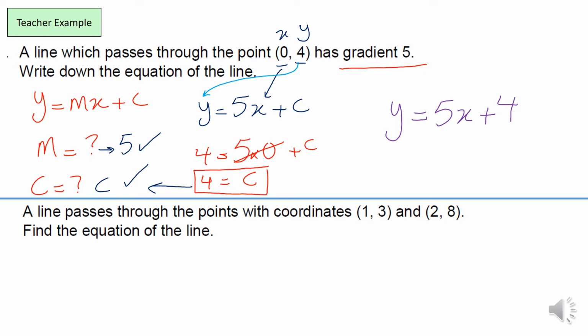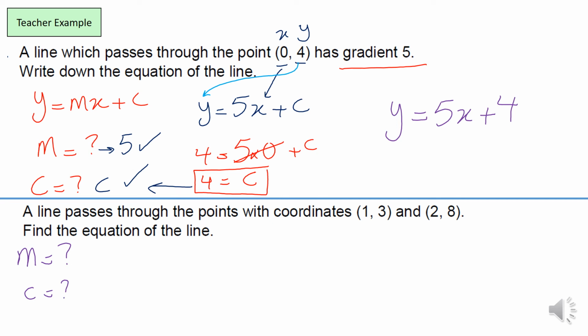But sometimes the gradient is not given to you. You have 2 points. So what you have to do, you have to find the gradient yourself. Everything else is the same, but you just have to find the gradient yourself. Okay, let's have a look at the second question. So we don't know the gradient. We have to find m and we have to find c.